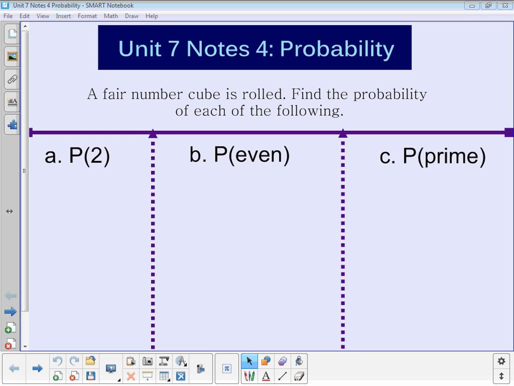We are moving on in Unit 7. Today we're talking about probability. This is notes number 4. At the top, we're just going to do a basic review of what probability is.